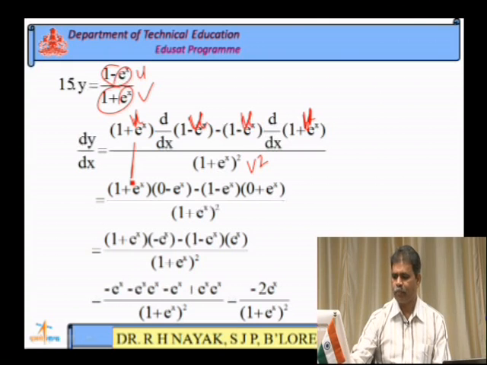Leaving zeros, you multiply with minus e power x here: minus e power x into 1 is minus e power x, plus minus into minus, minus 1 into e power x, minus e power x. Minus into minus is plus e power x into e power x, which is e power x e power x. There we get, cancel these two, plus and minus e power x cancel, minus e power x is minus 2 e power x divided by 1 plus e power x whole square is the answer.